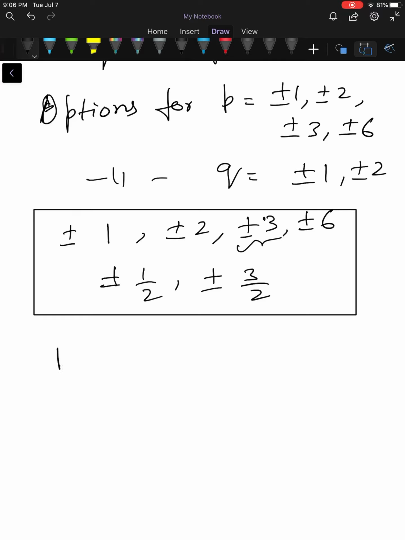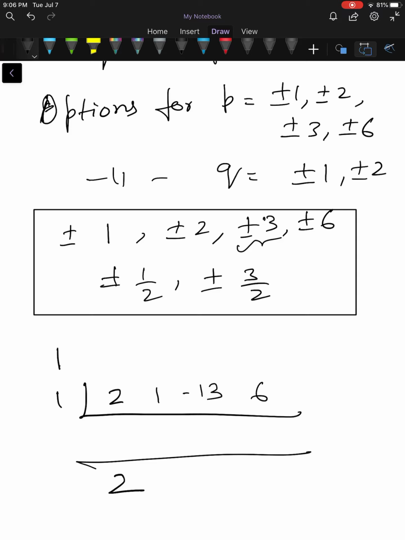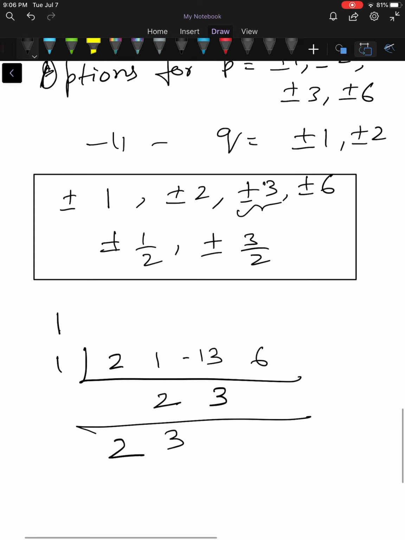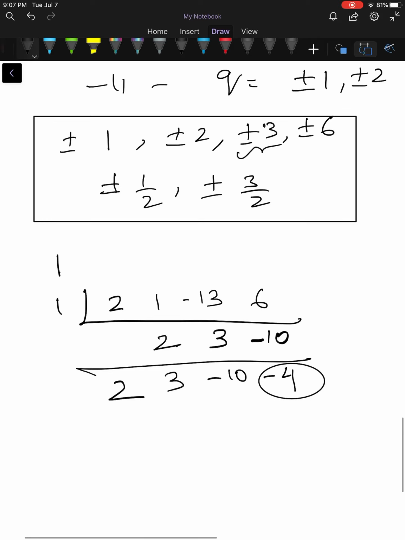To test 1 as a possible option, what are all the coefficients of the polynomial? 2, 1, negative 13, and 6, correct? So perform the synthetic division. 1 times 2 is 2, write it below 1, add 1 and 2, you will get 3. 1 times 3 is 3, write it below negative 13, add negative 13 and 3, you will get negative 10. 1 times negative 10 is negative 10, so add 6 and negative 10, you will get negative 4, correct? The last term is the remainder, right? The remainder is not 0 in this case, therefore 1 is not a 0.